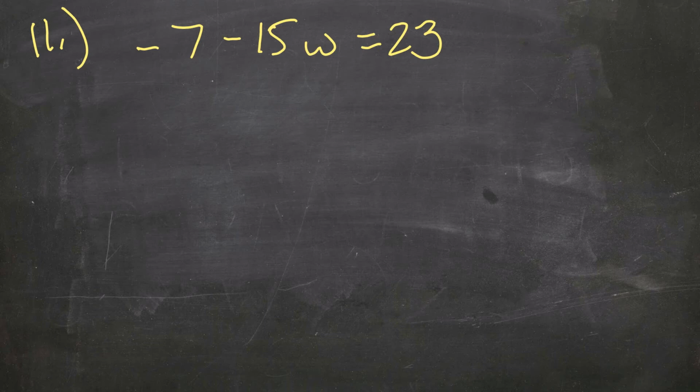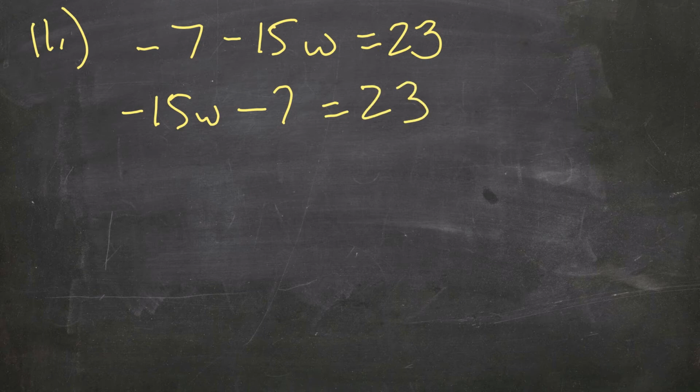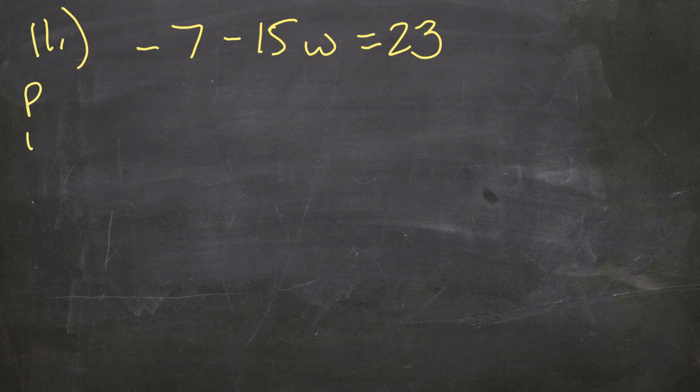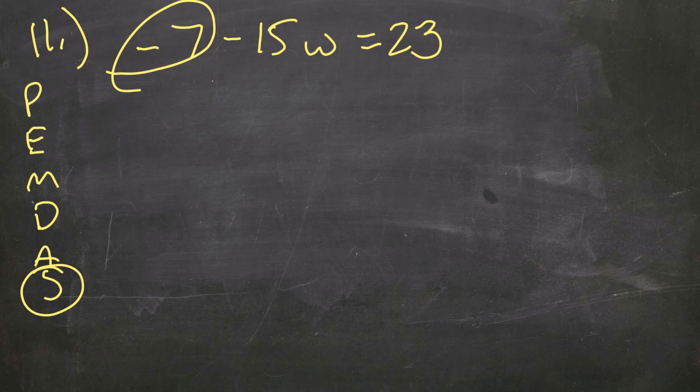Alright, 11 is negative 7 minus 15w equals 23. If you wanted to, you could flip it. You could write it as minus 15w minus 7 equals 23. It might be a little bit easier that way. I'm not going to do it that way this time, but that might make your life a little bit easier. Still, even if you don't flip it, it's still the same concept. PEMDAS, alright? Now, the subtraction is actually right there. That's the subtraction, the minus 7. Alright? It's not the minus 15, because that's minus 15 times w. That's actually multiplication.